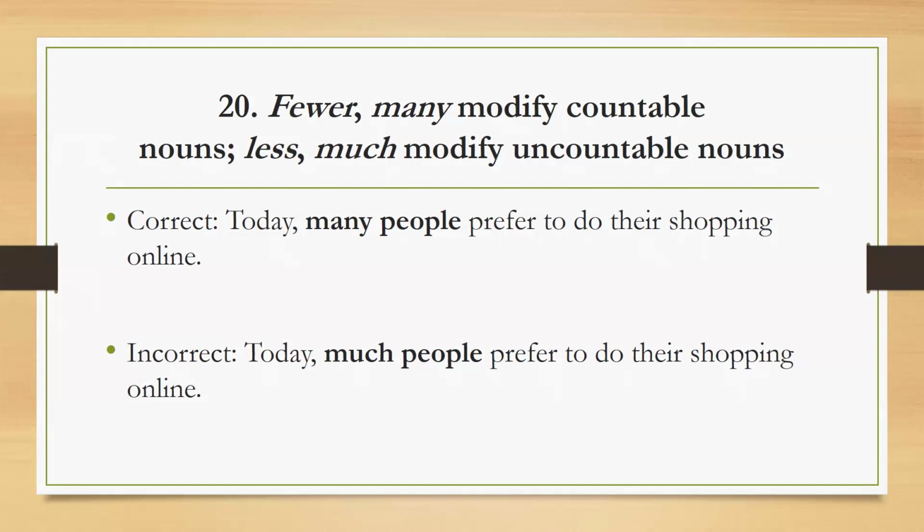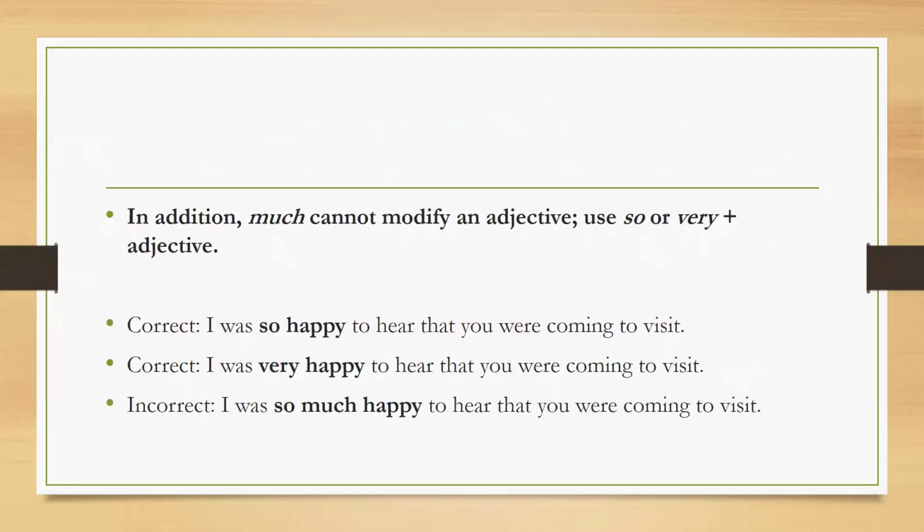We use much when you are counting something, when you can count, like money, like books, like pens, but not human beings. Okay. In addition, much cannot modify an adjective. Use so or very and the adjective. For example, I was so happy to hear that you were coming to visit. I was very happy to hear. It is wrong to say, I was so much happy to hear that you were coming to visit.